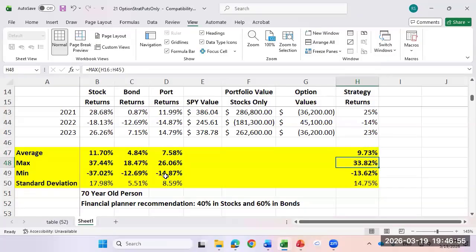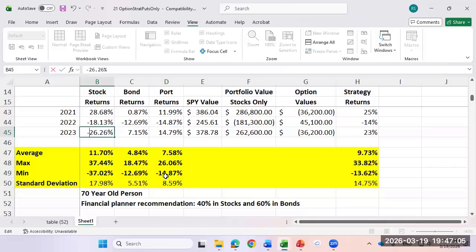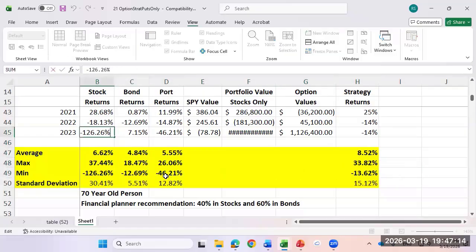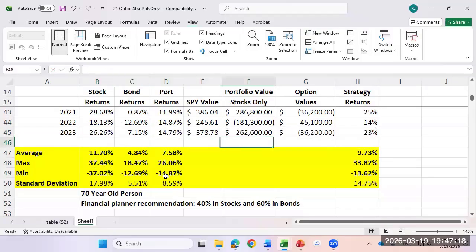Your best year, 33, but your worst year is -13.62. And I mean your absolute worst year. If the stock market fell 100%, what's your worst year? 13. That's the most you can lose. The stock market can't fall 100%, but if it did, that's kind of comforting to a 70-year-old, isn't it? The worst you can do is lose 13.6%.